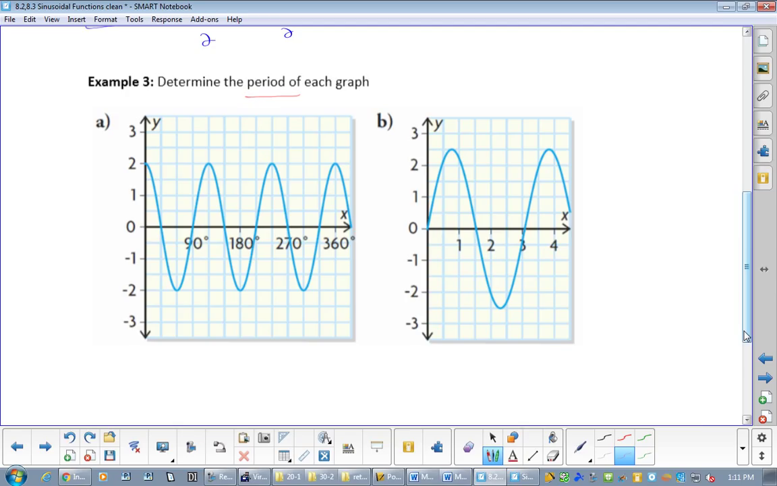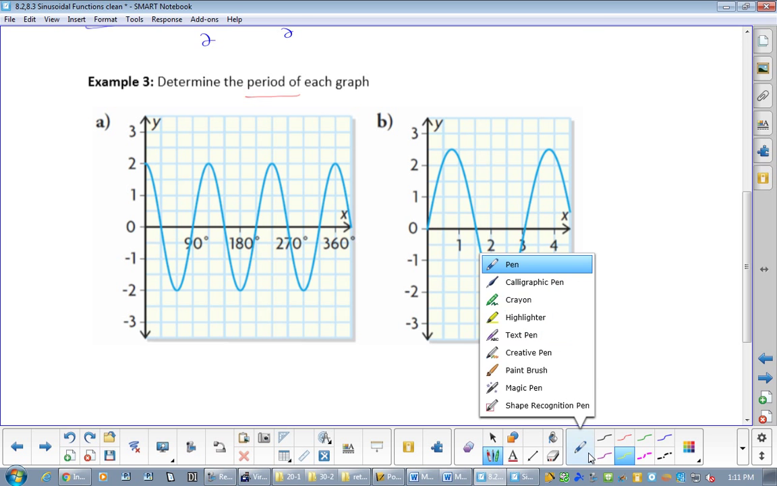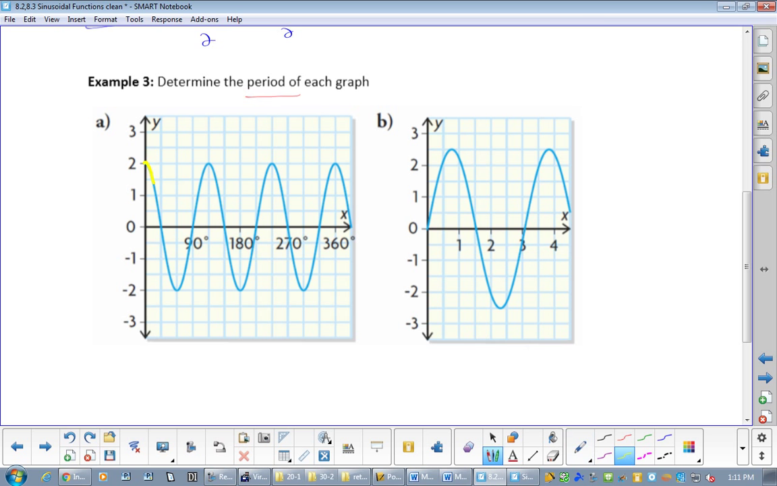Okay, so where does it start? It starts at 2, the next time it's at 2 again, right? So that should be 1 period, right? And if I took this, do you see how 2, 3, 4, right? So 1 period is how much?